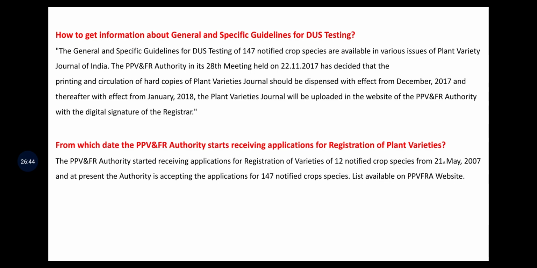From which date does the PPV-FR Authority start receiving applications for registration of plant variety? Registration of varieties of 12 notified crop species from 21st May 2007, and thereafter the authority is accepting applications of 147 notified crop species.